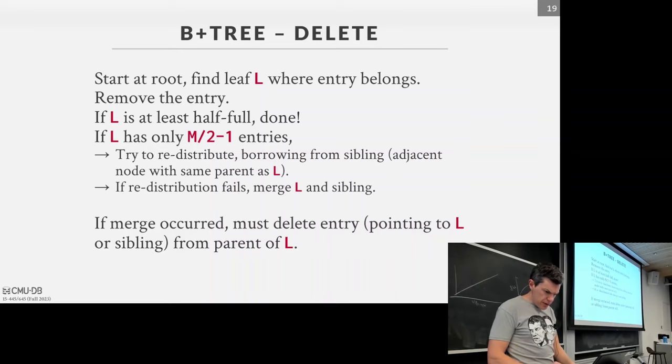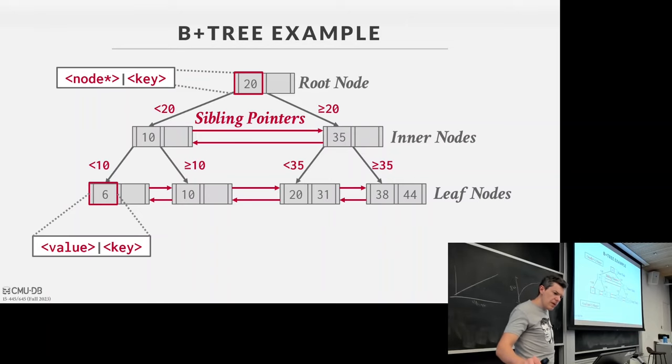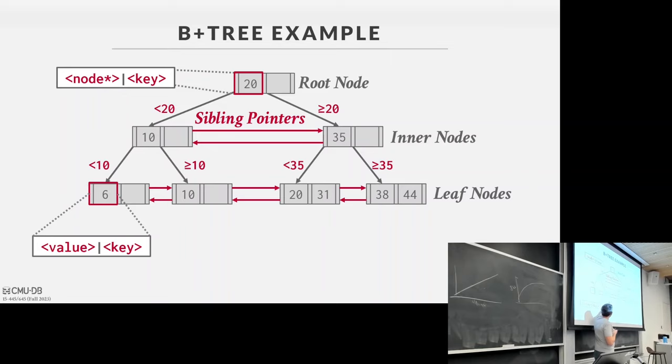Actually, that's a good question. I don't have an example of that. Well, no, I do, like in the middle here. These guys, the leaf nodes, you definitely want pointers to your siblings along this, because you need to be able to go along the leaf nodes.